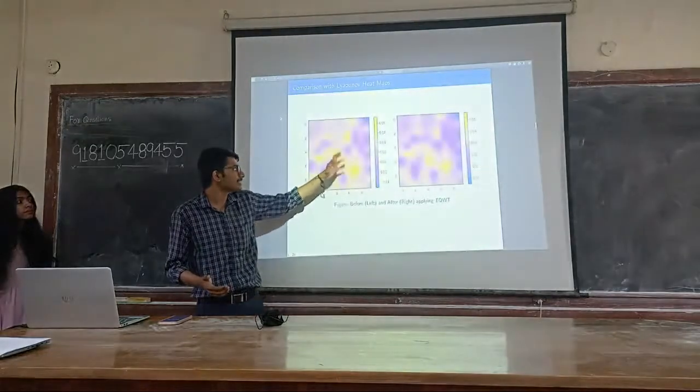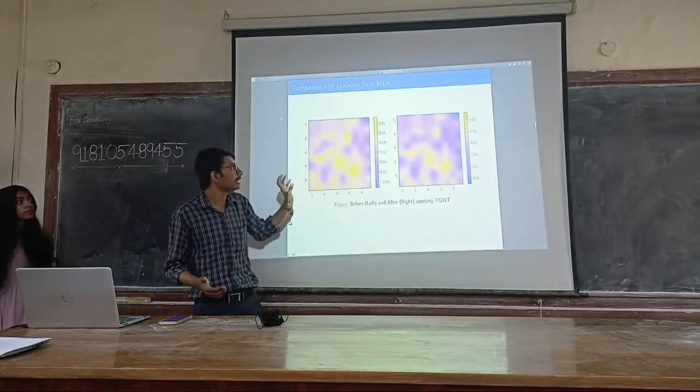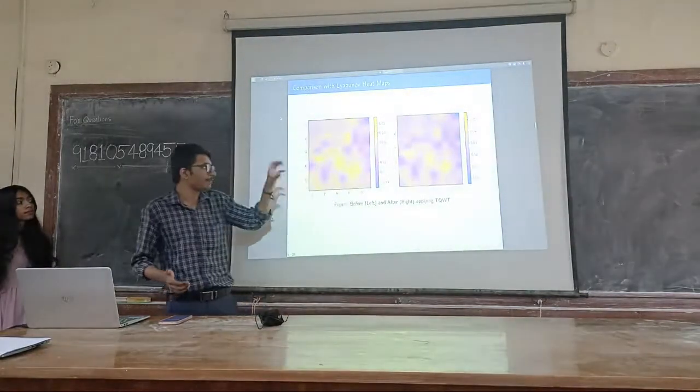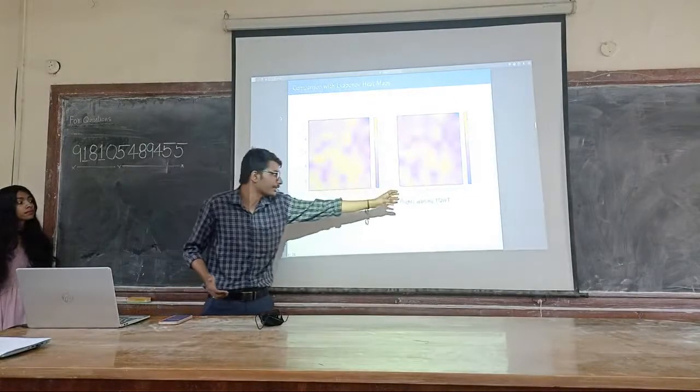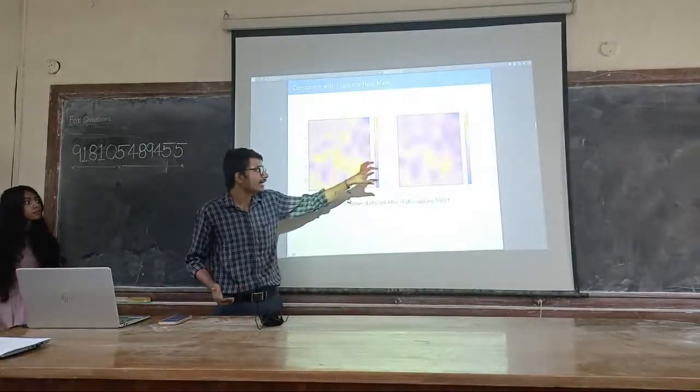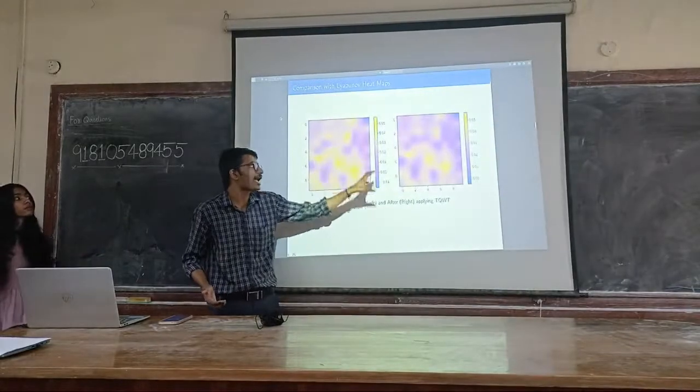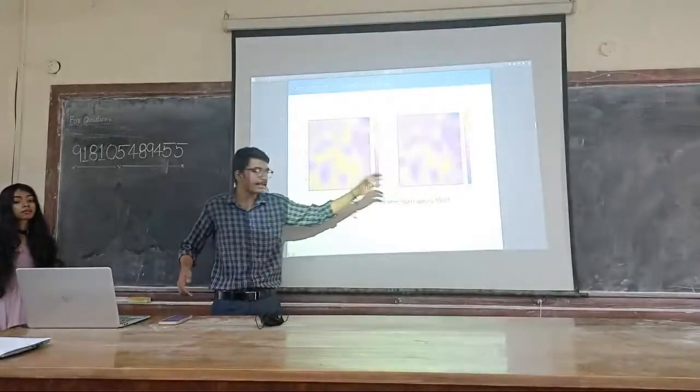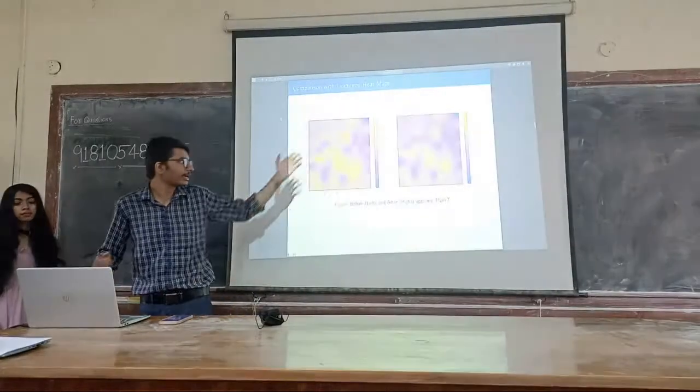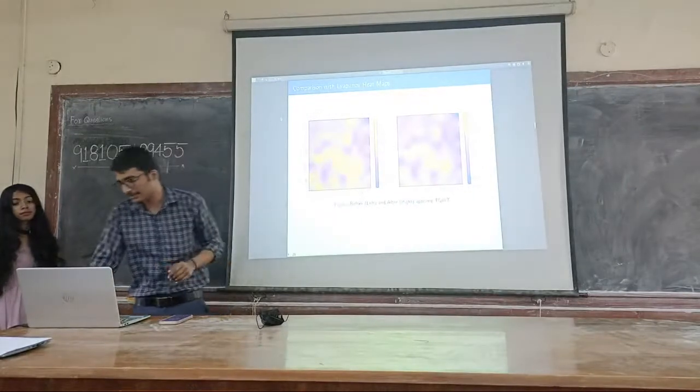Now, this is a slight example of why we use TQWT. This is a Lyapunov heat map before denoising the data, and this is after denoising the data. You can see that the activity due to random noise is less in the heat map on the right side.